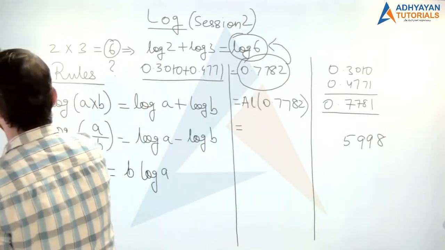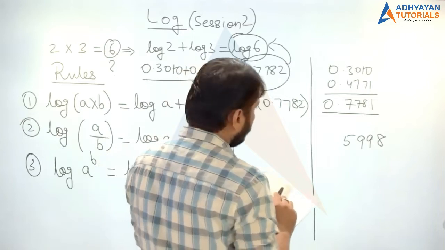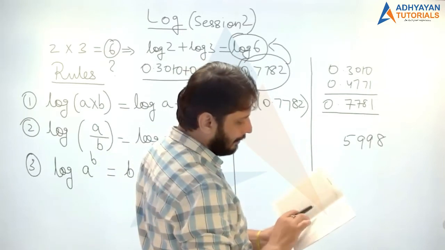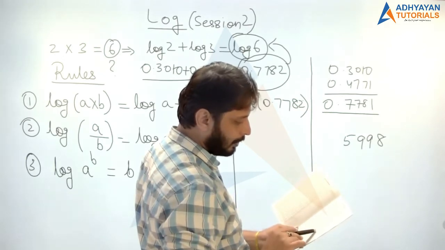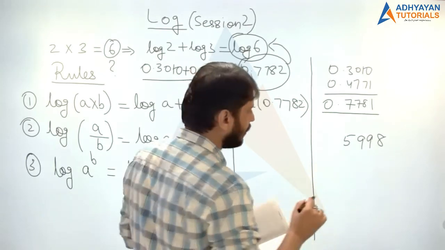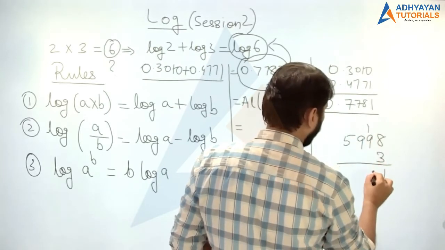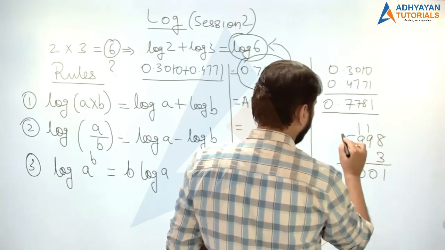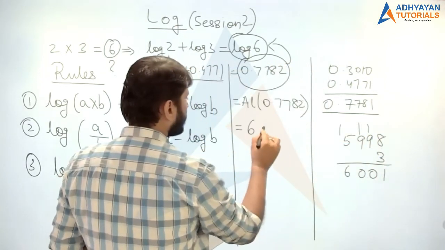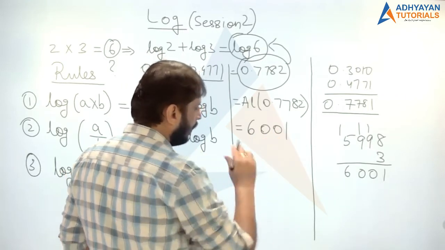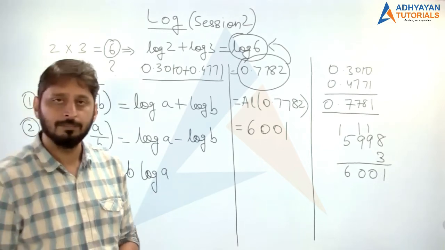Then I have 2. So I will go to 0.77 and check the mean difference with 2, and the value is 3. I add them: 8, 9, 10, 11, and this is 6. So I get 6001. Now students, there is a simple rule which you have to always remember.